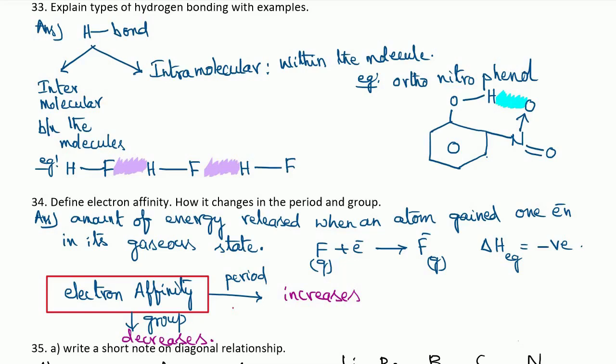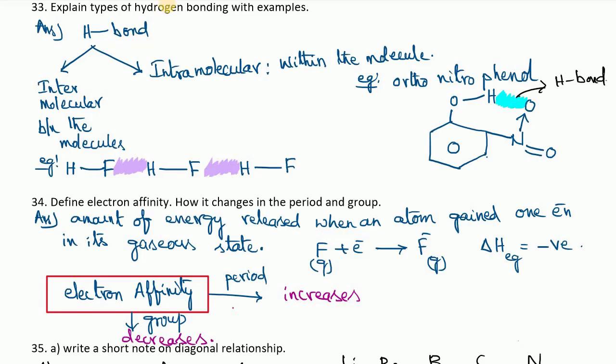So where is the bond formation here? You see there is a bond formation between hydrogen and oxygen. This area, the shaded area, is called hydrogen bonding. The shaded area is H bond. This is H bond, hydrogen bond.